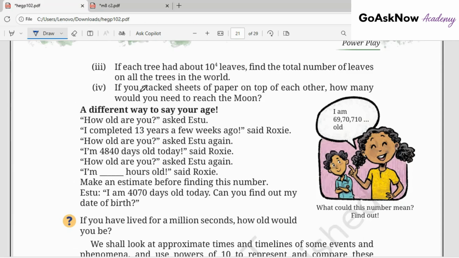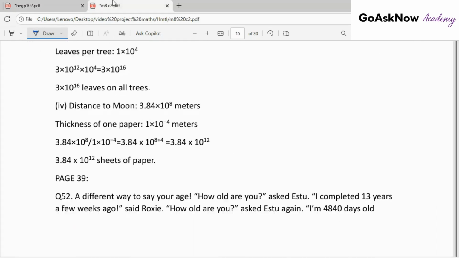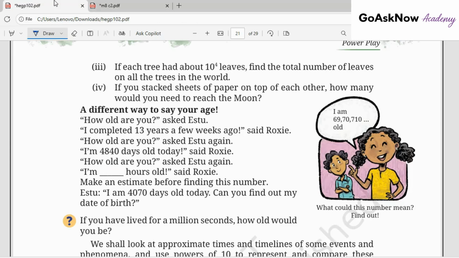Next, if you stack sheets of paper on top of each other, how many would you need to reach the moon? Now, the distance to the moon is 3.84 into 10 power 8 meters. Thickness of one paper is equal to 1 into 10 power minus 4 meters. Dividing this, the value is 3.84 into 10 power 8 plus 4, which is 10 power 12. 3.84 into 10 power 12 sheets of paper are needed.